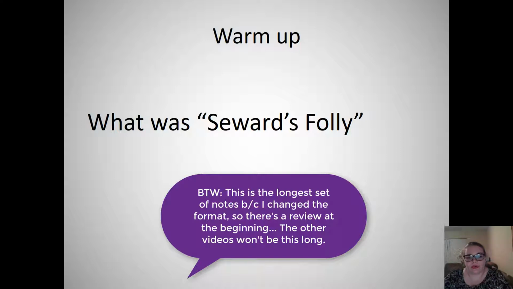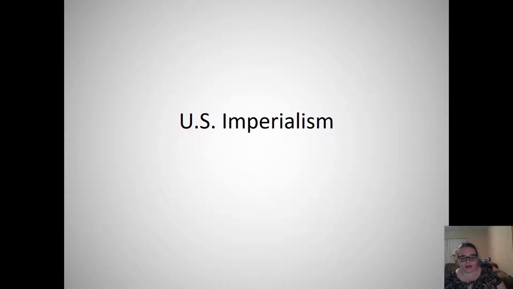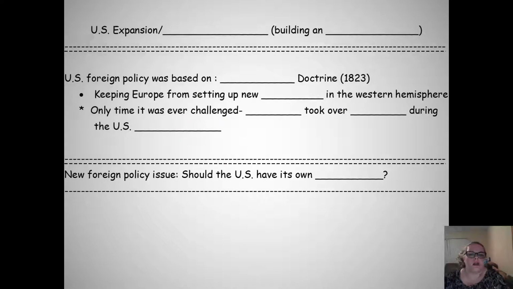This is What Was Seward's Folly? We're going to do a quick review, and then we're going to jump into the Spanish-American War. Okay? So, U.S. imperialism, we started talking about this today. And that is really U.S. expansion. Okay, that is imperialism. It is the United States building an empire.